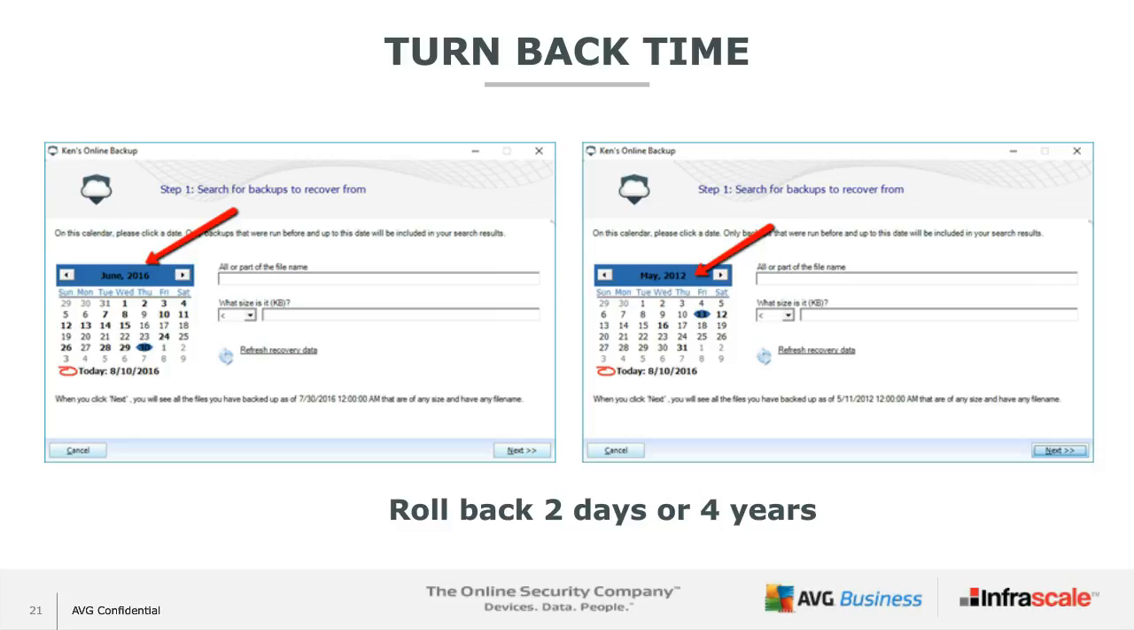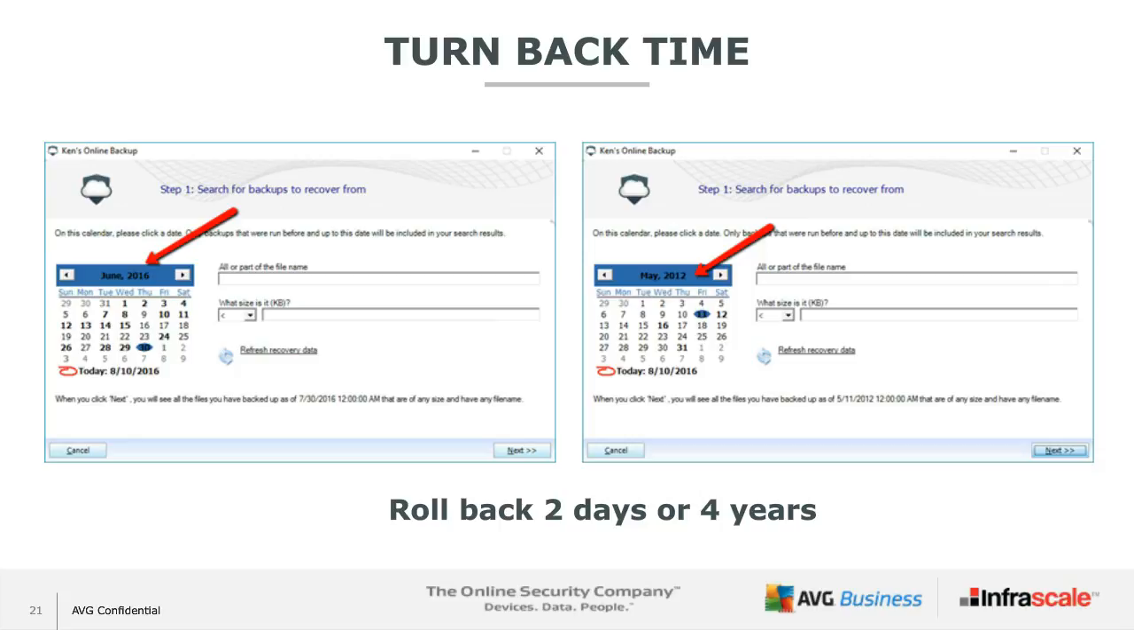If your backup tool only maintains 2 or 4 weeks, you've got a problem when it comes to ransomware because the infection period is usually longer than that, right? What do they call it? In virology, what do they call it? The incubation period. So the incubation period for ransomware is usually longer than 2 or 4 weeks.